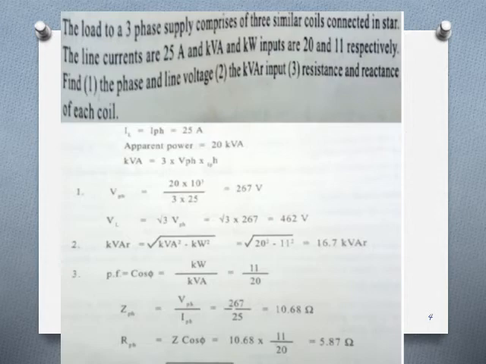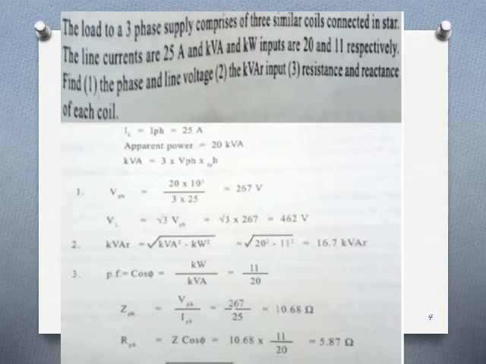For that, first find the power factor. For power factor, we have learned the equation in terms of impedance as R by Z. You can get the same cos phi from active power and apparent power also. Cos phi is nothing but the ratio of active power to apparent power, that is kW divided by kVA, or 11 by 20. So, that will give you the cos phi or power factor.